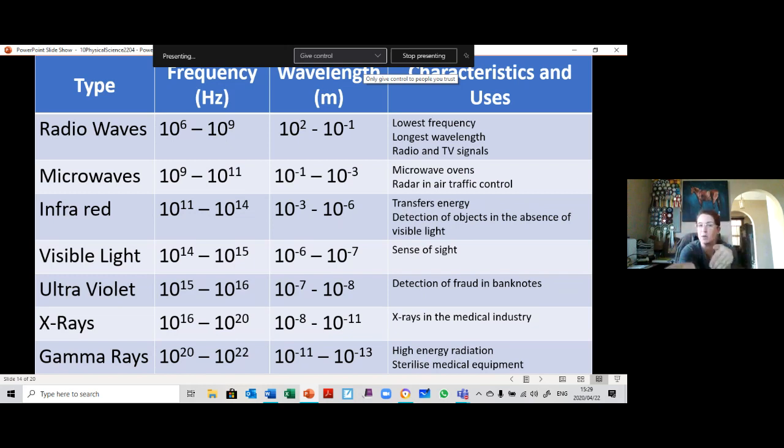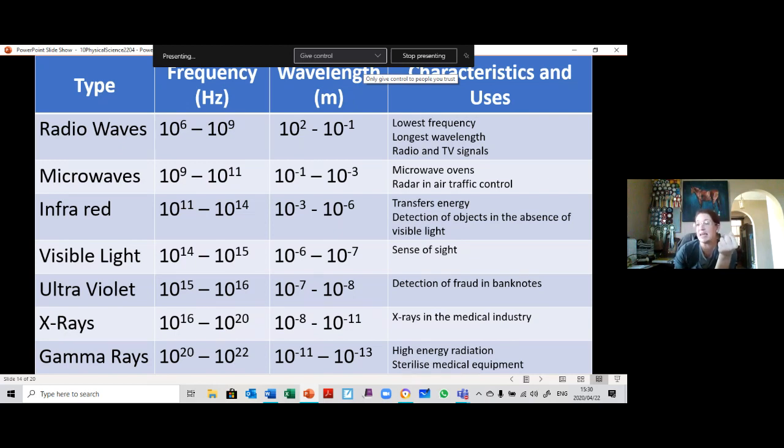Radio waves have a frequency of between 1 million and 1 billion hertz, okay? And they correlate with a wavelength of between 10 meters and 0.1 meters, okay? So radio waves is literally radio waves. That's what we use when we talk on our phone, when we watch TV, all of those are radio waves.